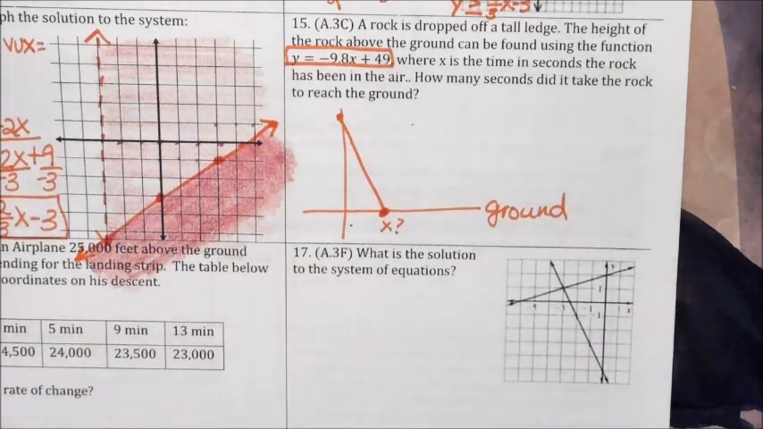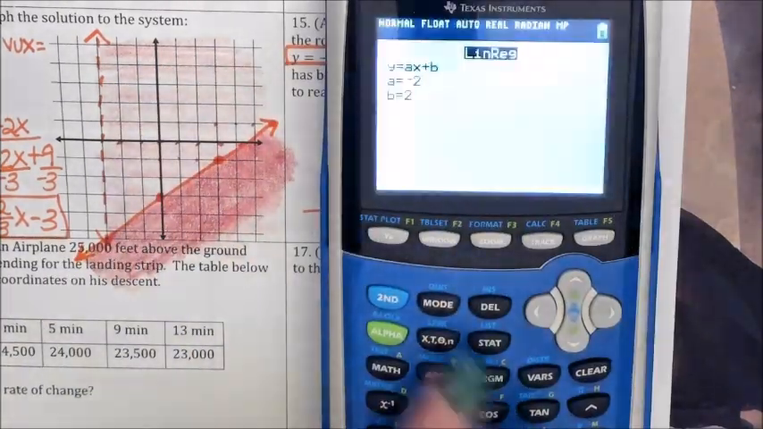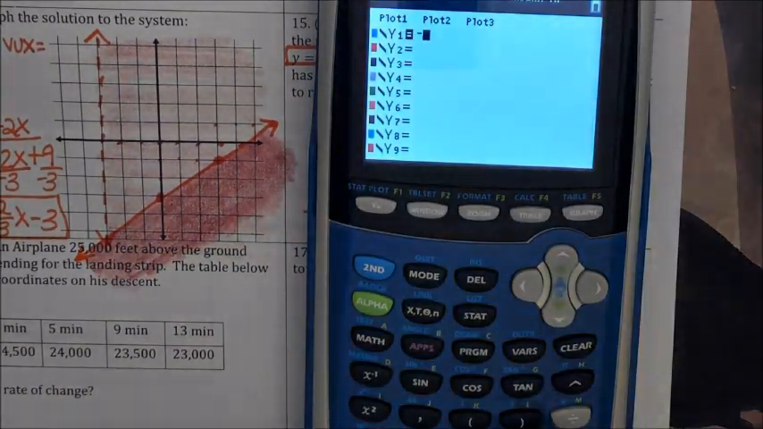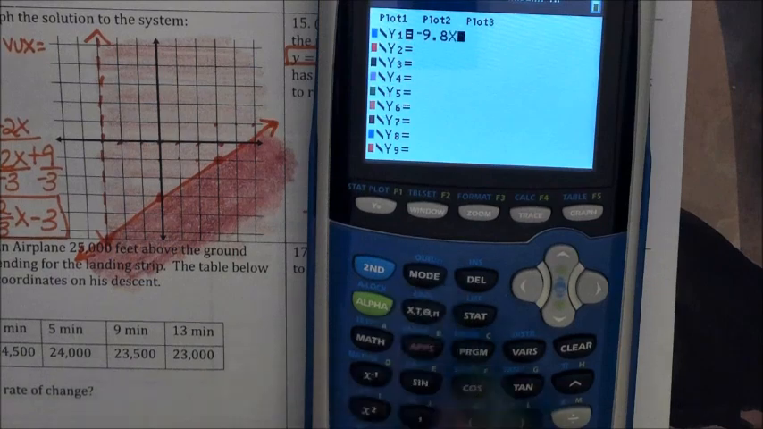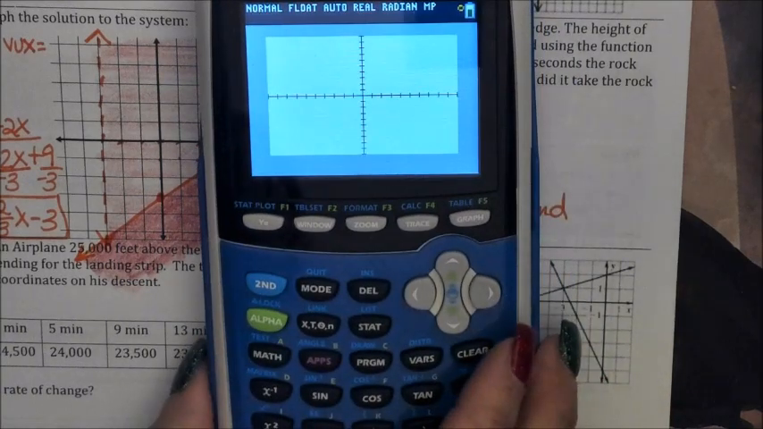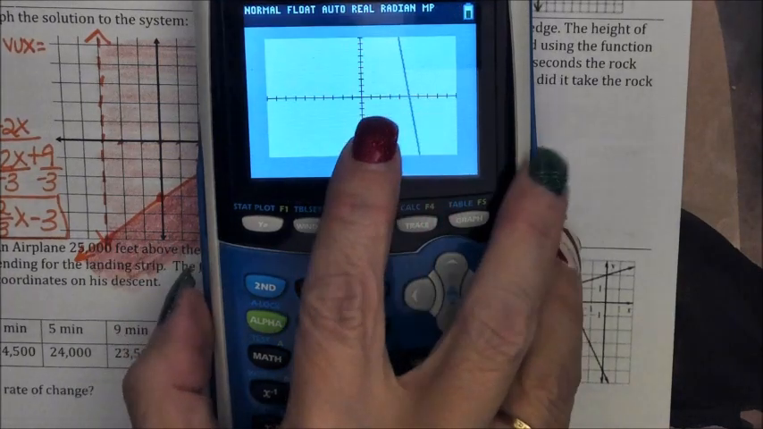Well, let's just use our calculator and see if we can see it. Negative 9.8x plus 49. Okay, let's graph it. Hopefully it's something easy. Oh, hey, looky there. We can see it right there.